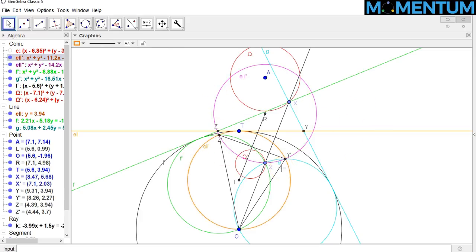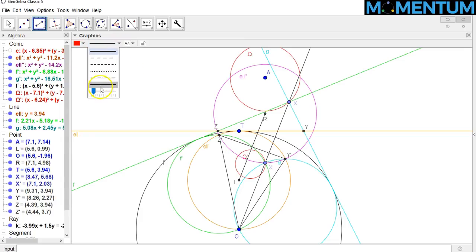So the orange circle is the circumcircle of O, Y prime, Z prime, and its three reflections across the three sides gave rise to the green, the blue, and the purple circle. And it happened to be that the purple circle is the circumcircle of X prime, Y prime, Z prime. That's amazing. Okay, next is to have a look at some lengths here.